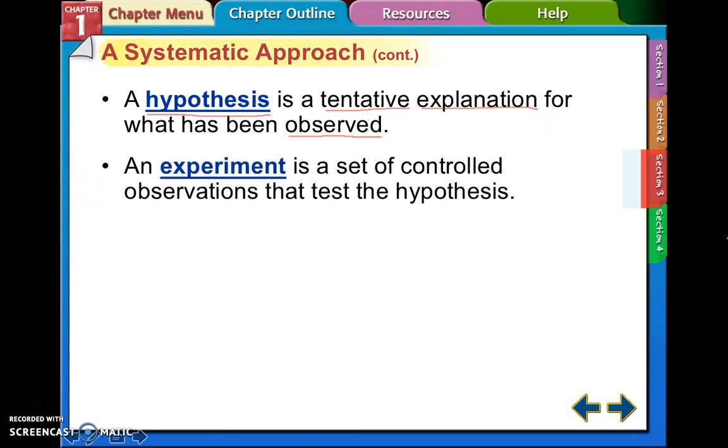An experiment is a set of controlled observations that test your tentative explanation. So, an experiment is a set of controlled observations. And what are controlled observations? We know observations is the act of gathering information. So controlled observations simply means that you know exactly how much water is in the beaker. You know exactly how much light is on this plant. You take control of something, you know what it does or what it is.